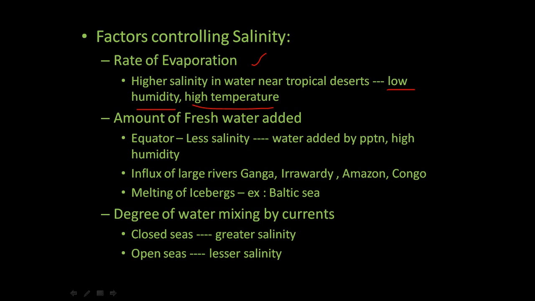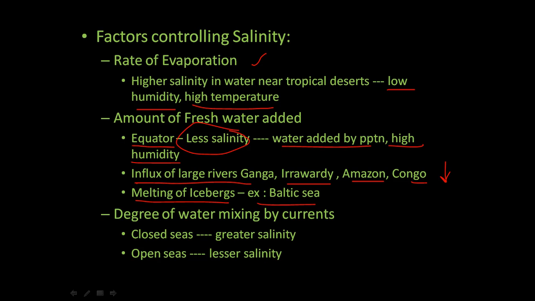Secondly, when the amount of fresh water added is more, salinity will decrease. Now at the equator there is constant rain and high humidity, so there is less evaporation, and that is why there is less salinity. We might think that the equator has more salinity, but it is not so. It can be a trick MCQ. Also, the influx of large rivers like Ganga, Irrawaddy, Amazon, Congo also decreases salinity because of fresh water supply. And the melting of icebergs, as in the Baltic Sea, also decreases salinity because of fresh water supply.